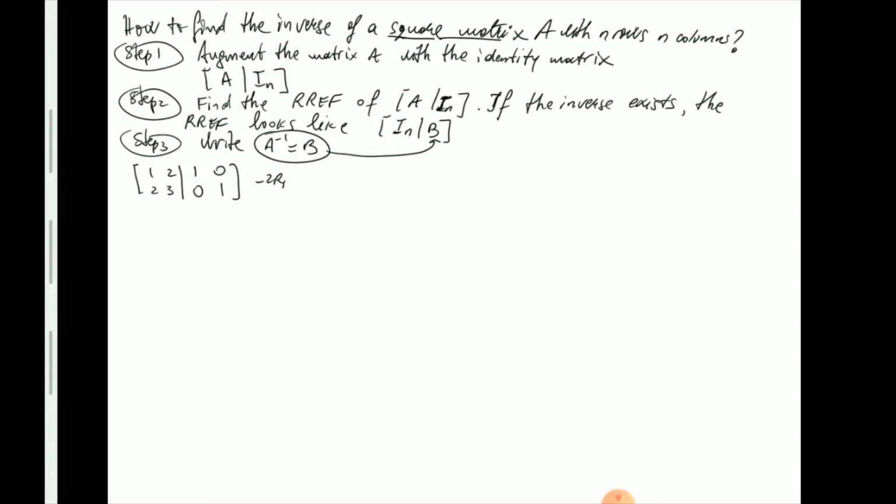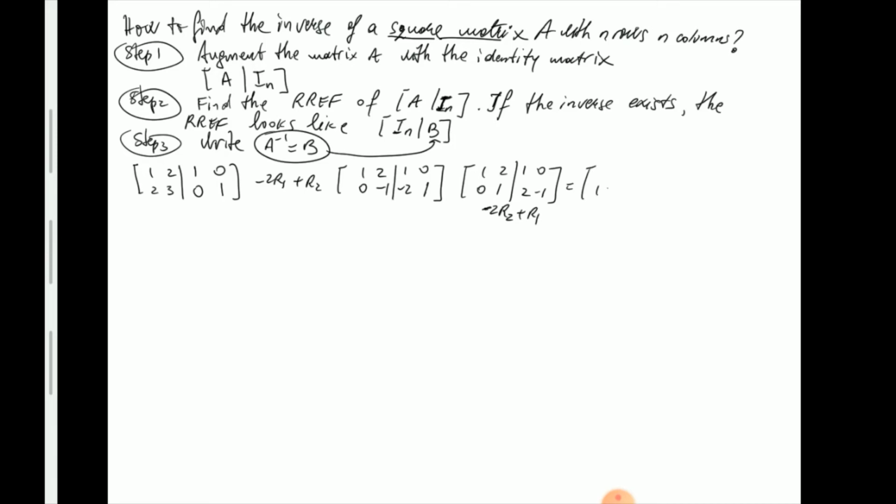So again, minus 2 R1 plus R2, that gives me 0, minus 1, 1 times minus 2 plus 0, 0 times minus 2 plus 1. Then let's do one more step. We could multiply the last row by minus 1: 0, 1, 2, minus 1. And then finally, we make 0 above the second leading one by multiplying the second row by 2, minus 2 times row 2 plus row 1.